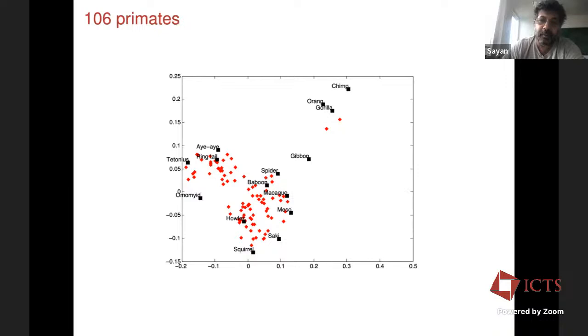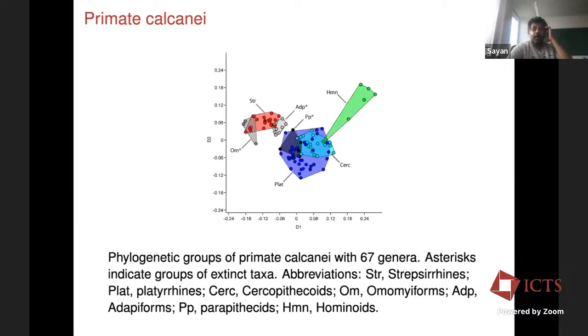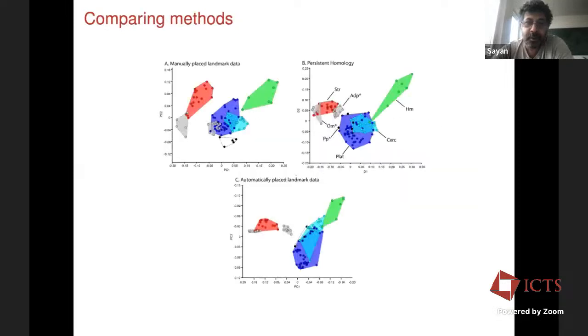Now, if you want to make this picture a little bit nicer in 3D, we've done that. You really start getting phylogenetic groups, and you start getting things that we know agree with evolution. So one of the things we also did was we compared this to manually placed landmarks, persistent homology, and automatically placed landmark data. And we also did simulations, but validating this is a little bit tricky, but at least evolutionary anthropologists thought that B looked better.